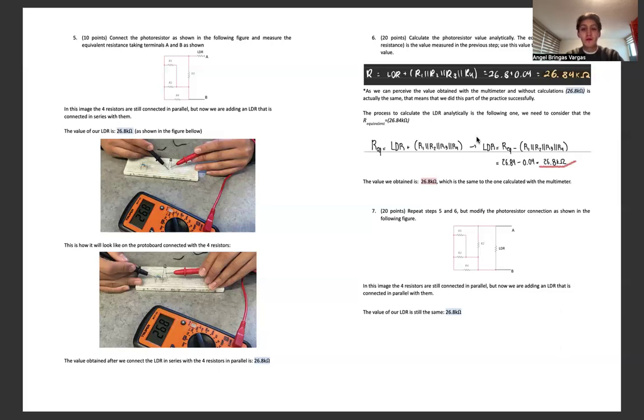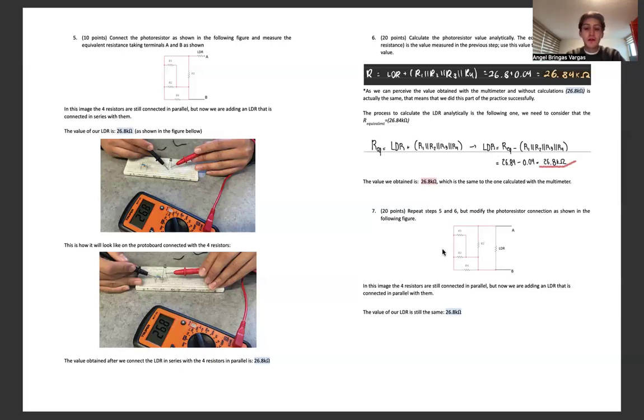And then in this part, we needed to calculate it as if we didn't know the value of the LDR. So here I did it by hand, and I left the LDR alone in order to calculate its value, and I got that it was 26.8, just to prove it. And this was correct.